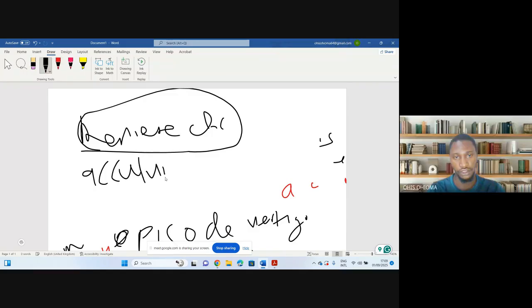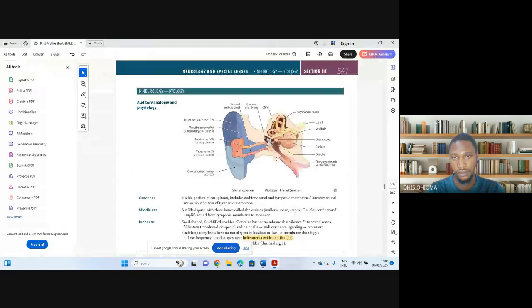So there's accumulation of endolymph in the semicircular canal, right? Endolymph is the fluid that you find in this region here, and it's that fluid that the otoliths, those sand-like particles, are suspended in. So there's accumulation of fluid in the endolymph in this semicircular canal that leads to increased pressure, right?